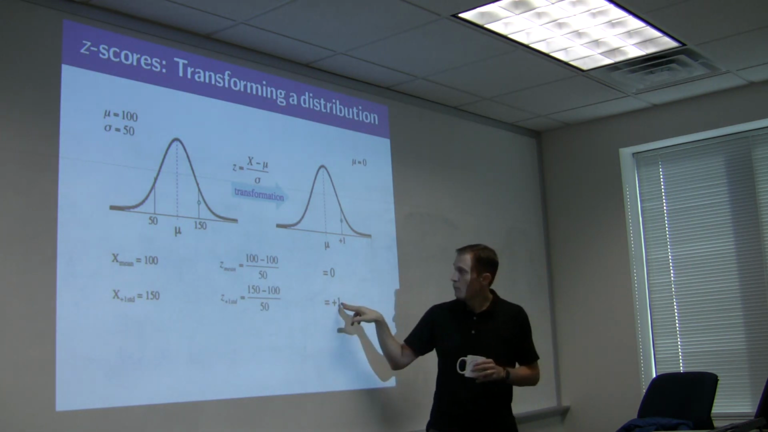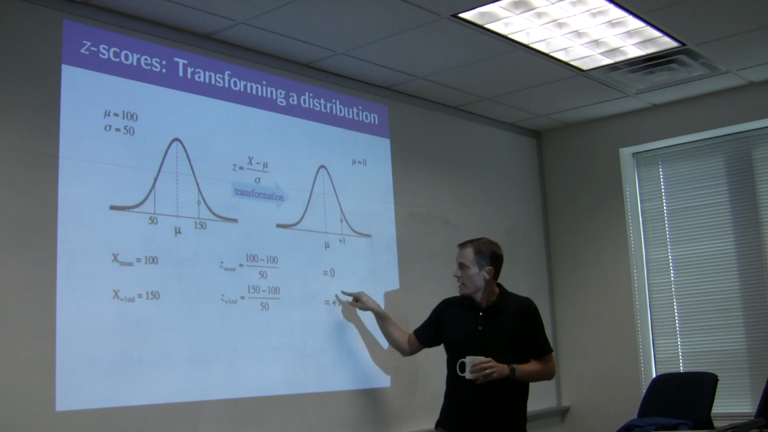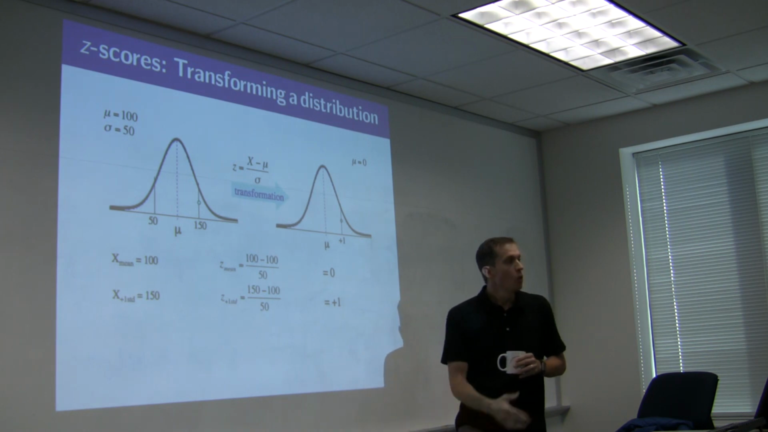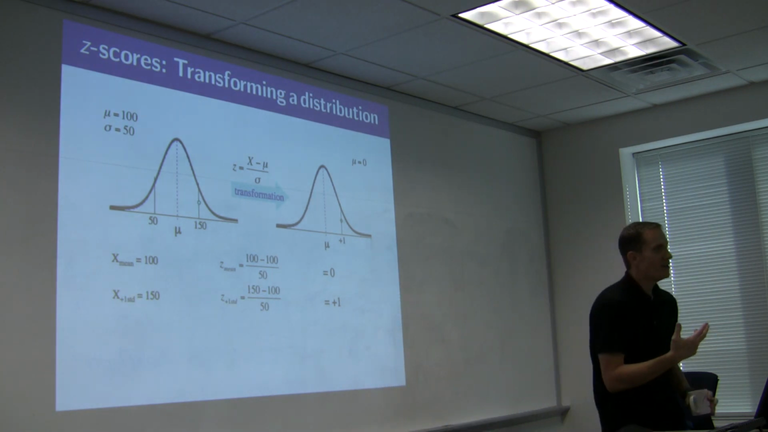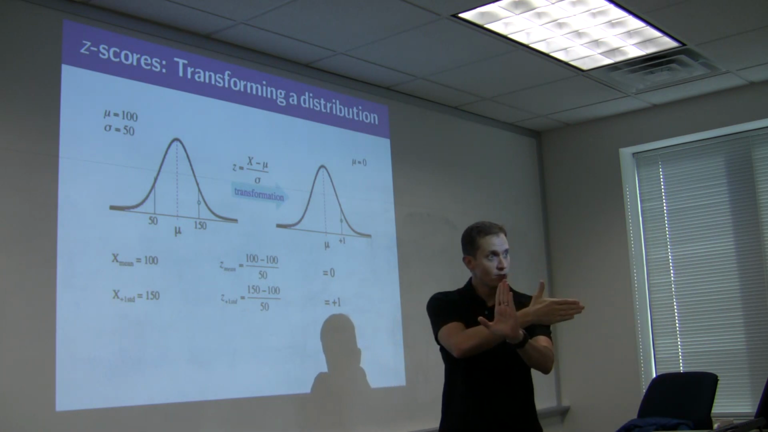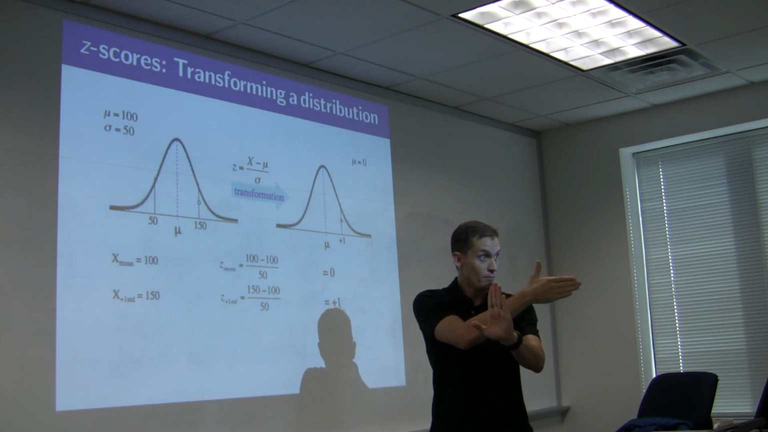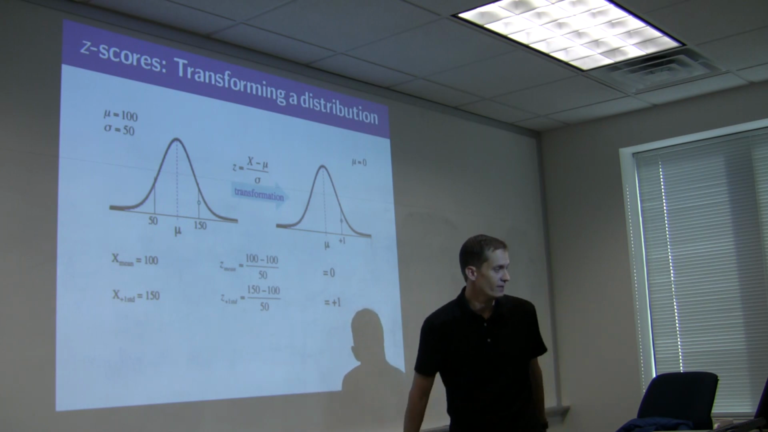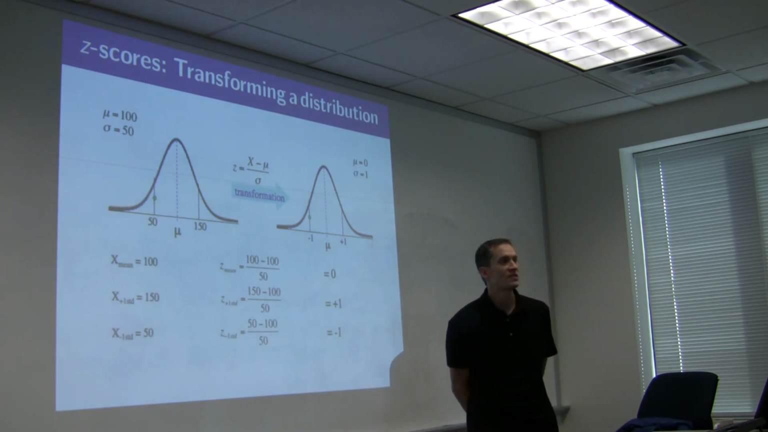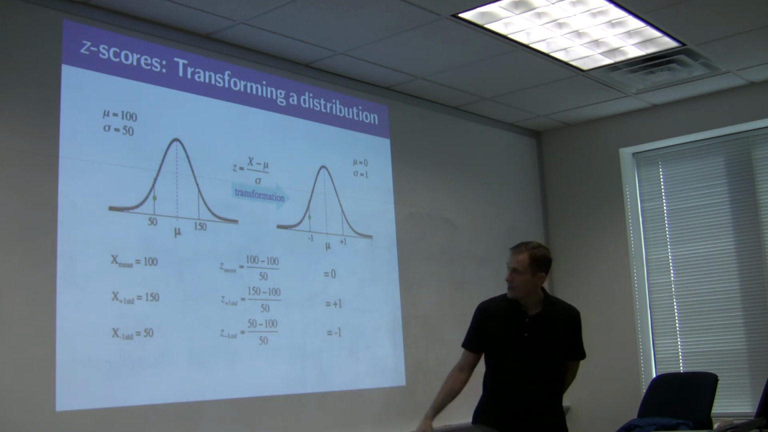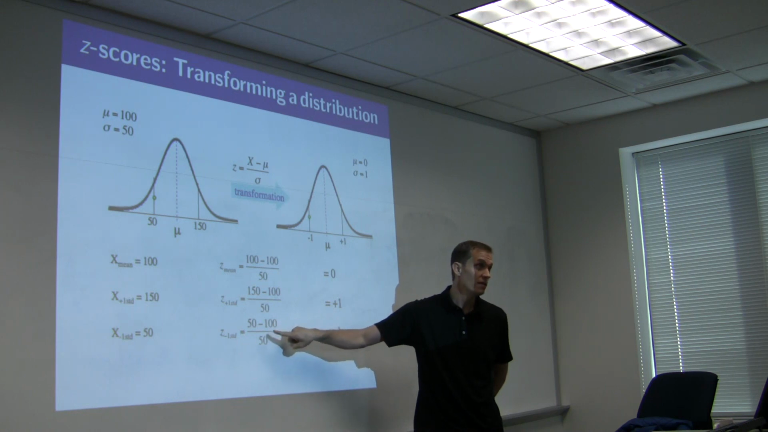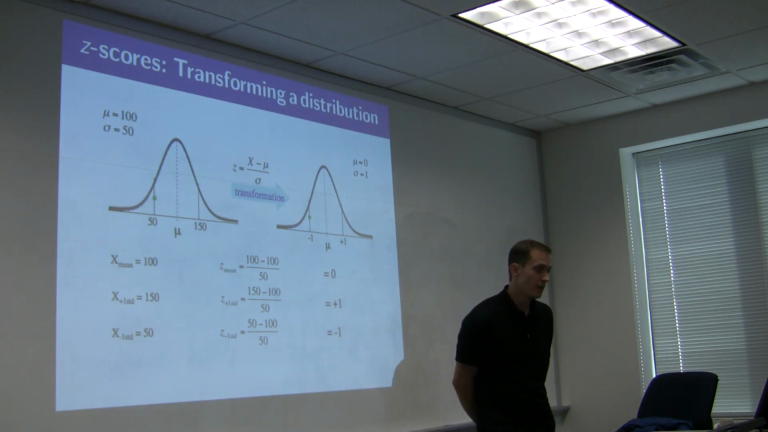And so because of that, we can say that 150 is 1 standard deviation above the mean, which we knew already because the standard deviation is how much? 50 points. If you're 1 standard deviation above the mean, you're 50 points above 100. You're at 150. And the same thing would work with 50. 50 would be 1 standard deviation below the mean, and you can check by the math here. 50 minus 100 is minus 50, divided by 50 gives you a minus 1.